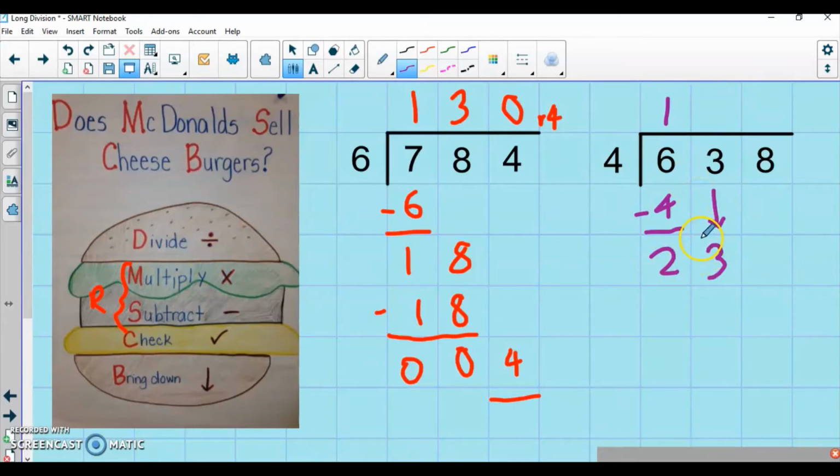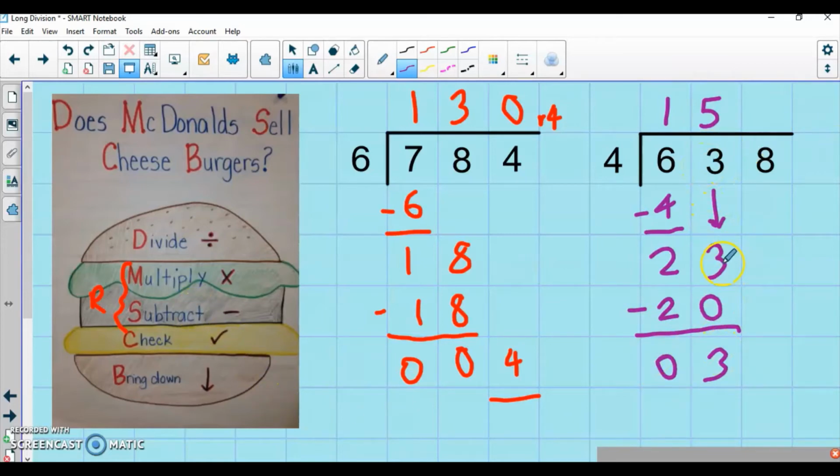Well, I know that 5 times 4 is 20, and I know that 6 times 4 is 24. So 24 is too many. I don't have 24 to put into a group, so it must be 5 whole groups of 4. I know that 5 whole groups of 4, 5 multiplied by 4, is 20. And I'm going to subtract that to find the remainder. So I've got a remainder of 3 tens there.